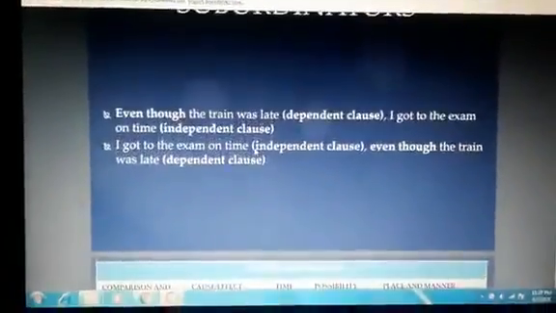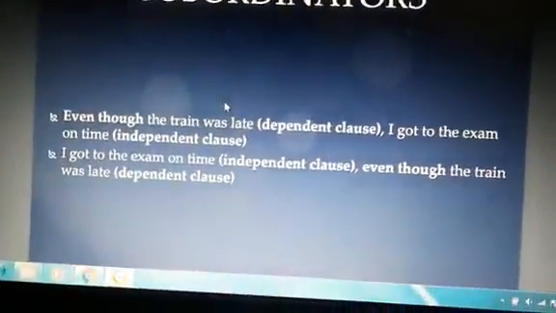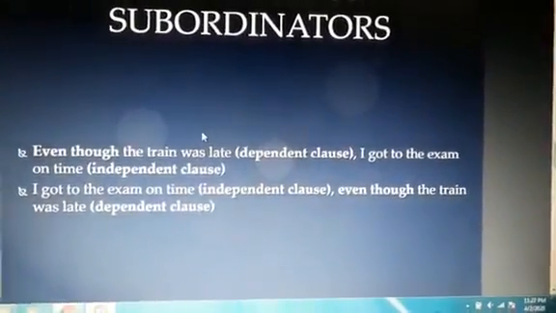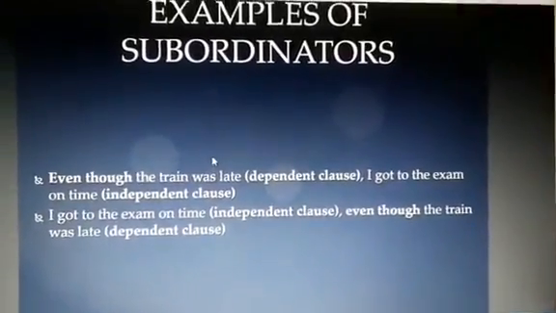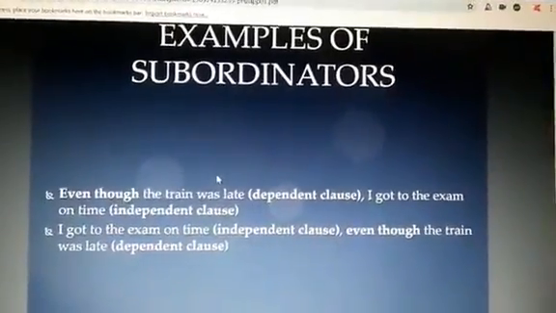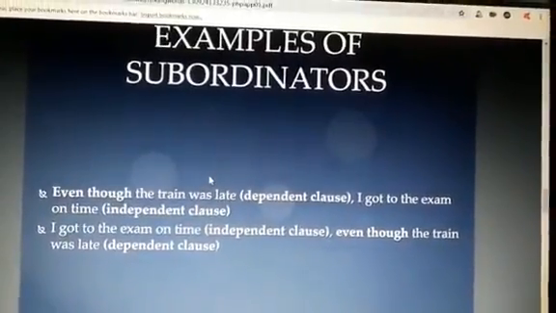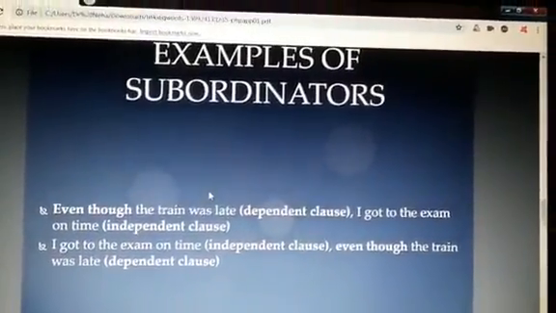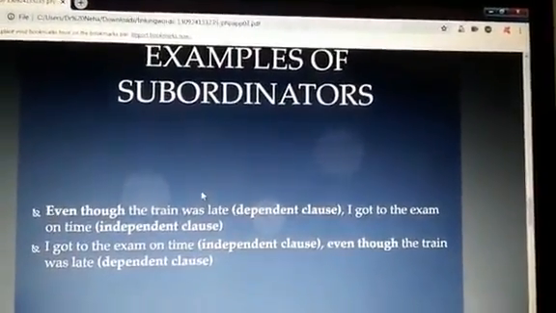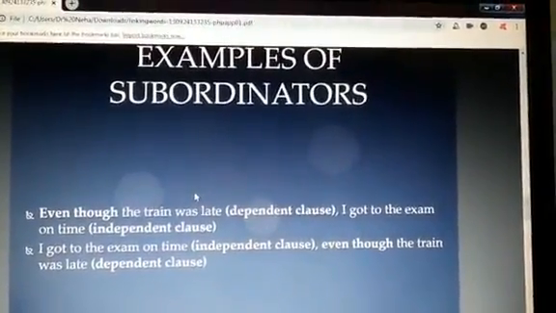Subordinators, we have seen, are used in the middle of sentences. Let's see the first sentence. Even though the train was late, that is a dependent clause. I got to the exam on time. In this sentence we can see the independent clause has a subject and a predicate of its own: I got to the exam on time. But the dependent clause, even though the train was late, is dependent on the independent clause for its meaning.